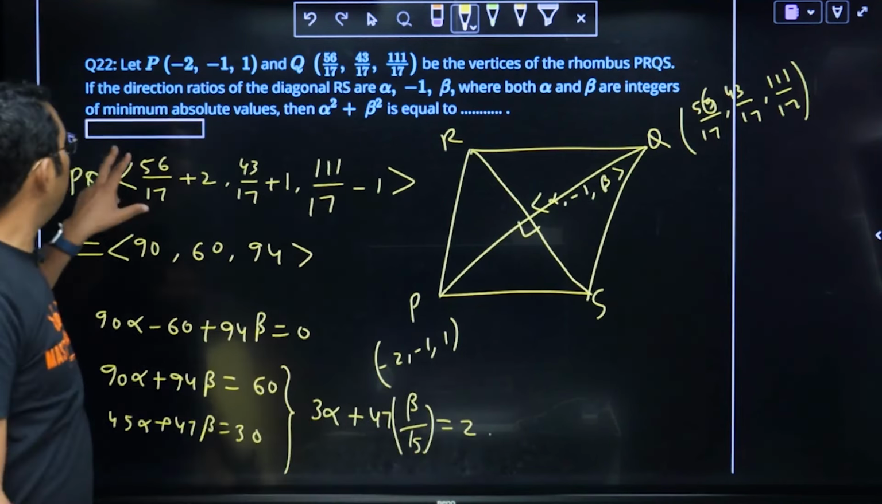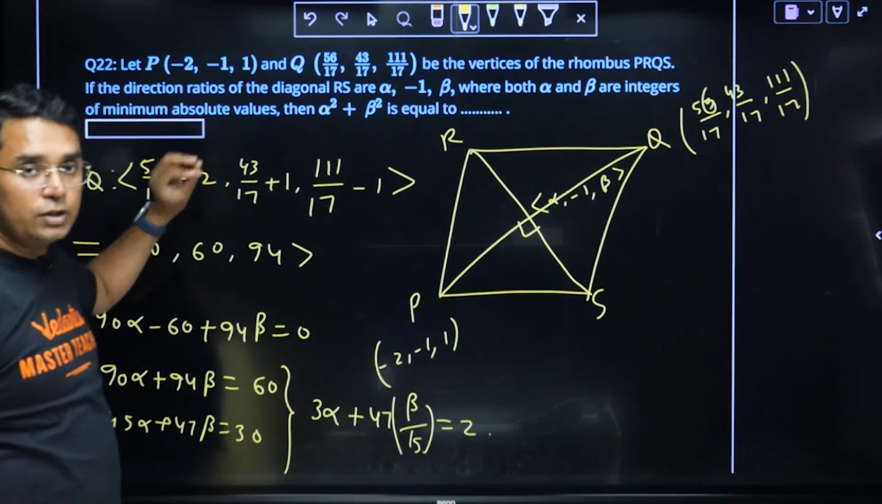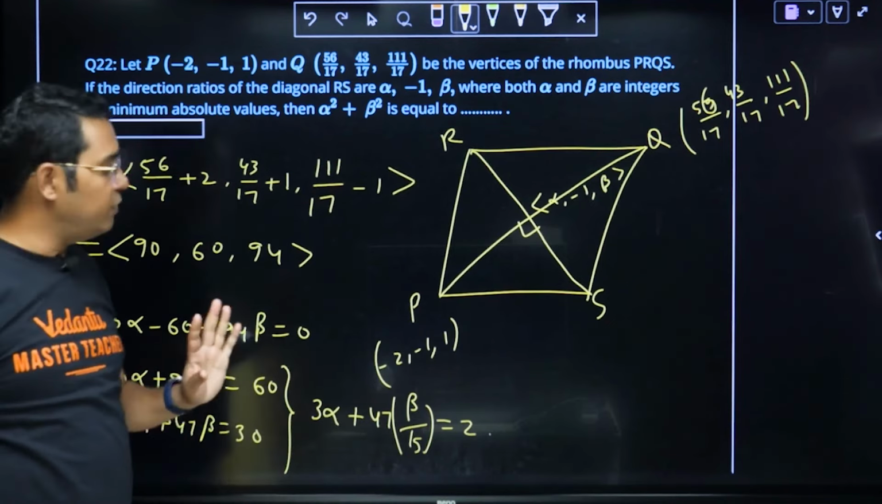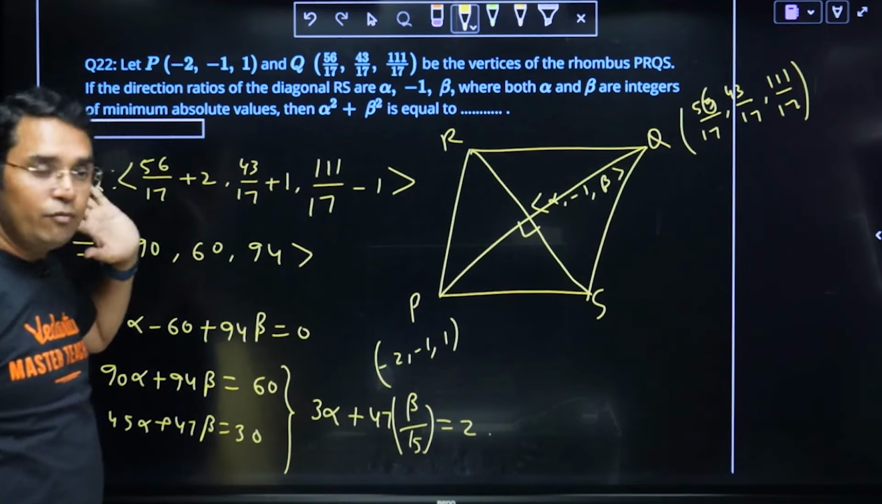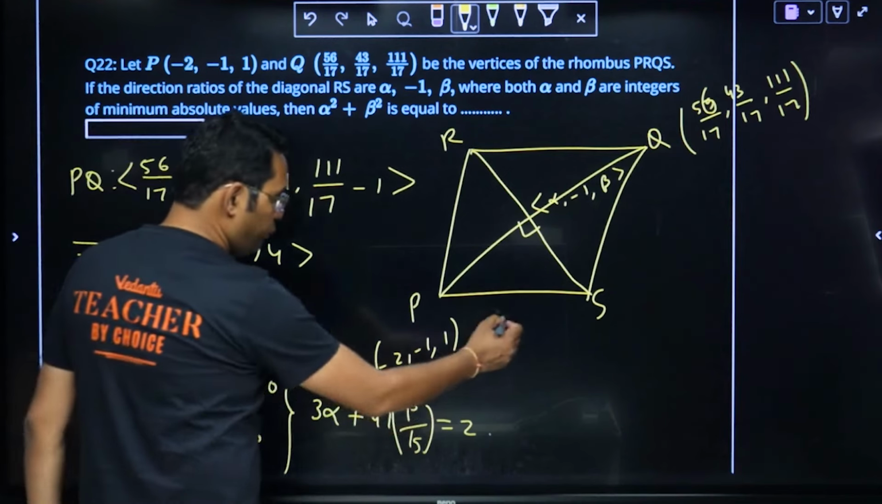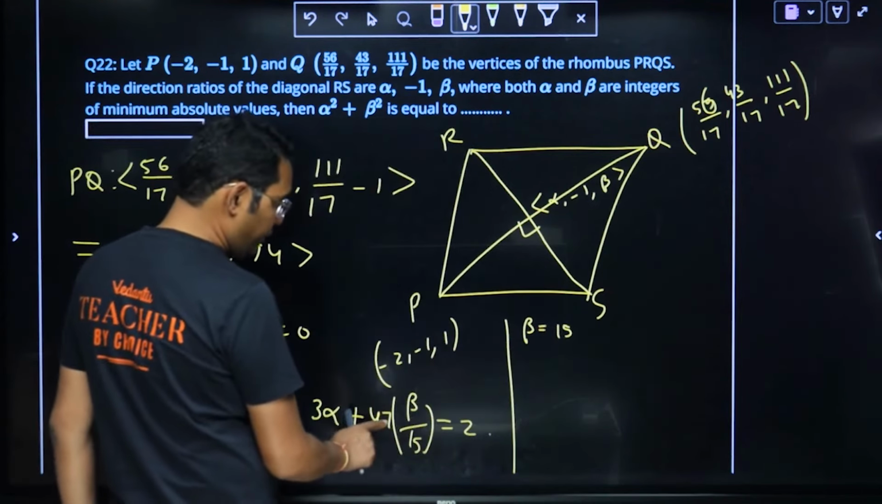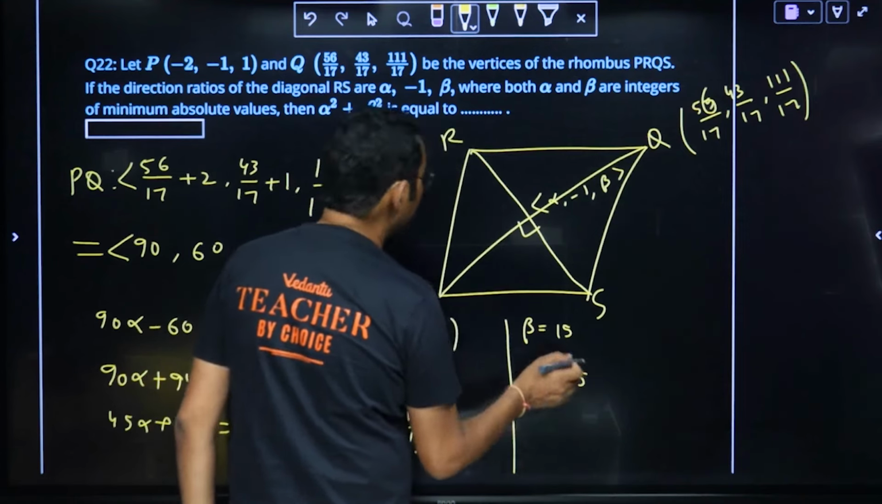We want absolute minimum values of alpha square and beta square, so my first choice for beta should be 15 or minus 15. Then only it will have absolute minimum value. Now, if I take beta is equal to 15, so that will become 47 here only. 47 will go that side, so it will be minus 45. So alpha will also be minus 15.